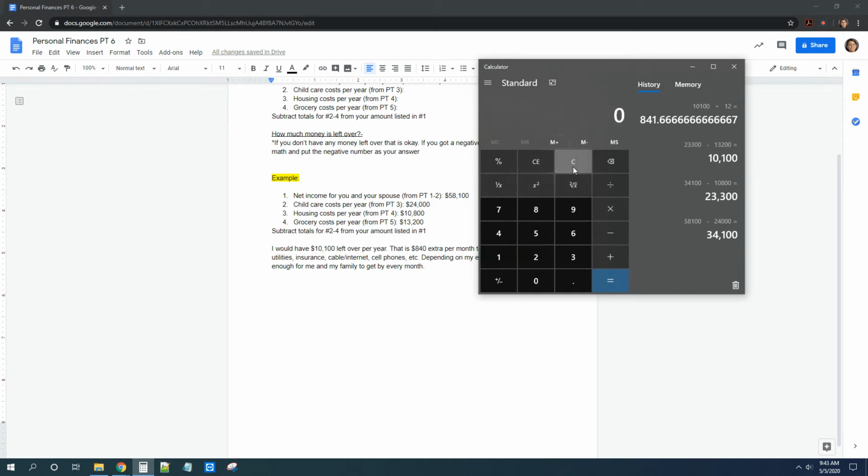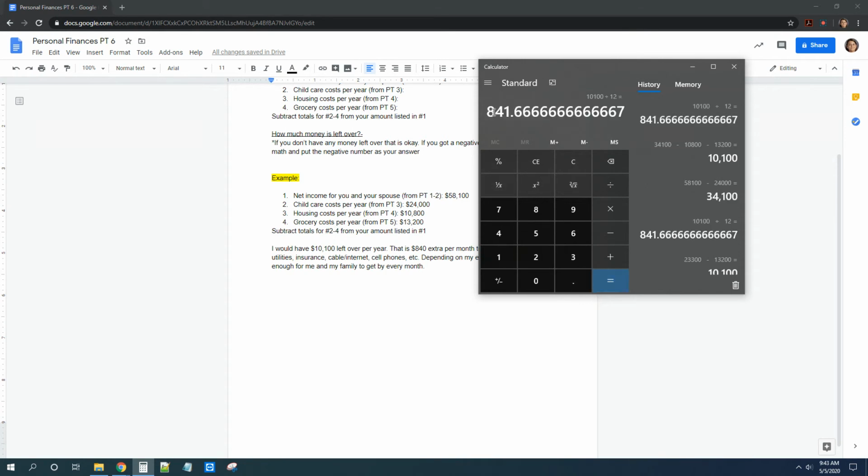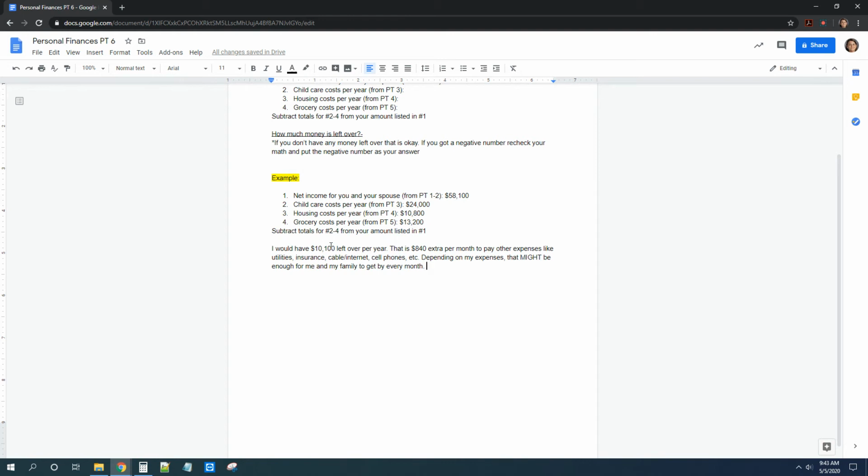You can see I already did some math here, so we'll just start over. 58,100 minus 24,000 minus 10,800 minus 13,200. That leaves me with $10,100 left over. And if I divide that by 12, that gives me about $840 extra every month. So that's what I put down here. I would have $10,100 left over, and that gives me about $840 extra every month to pay my other expenses.